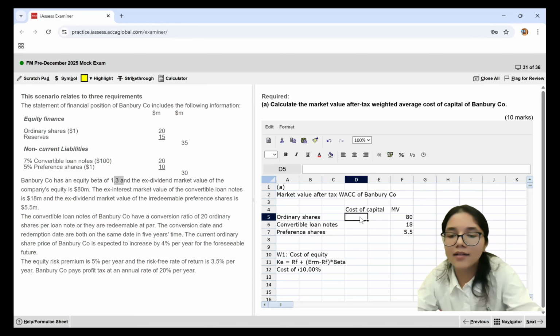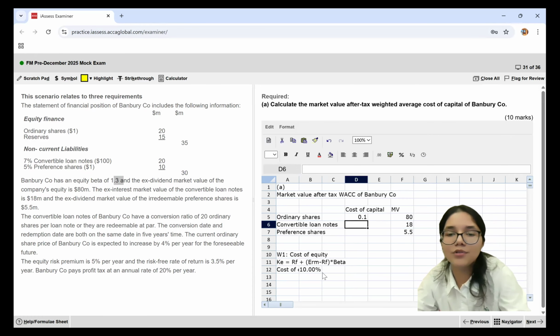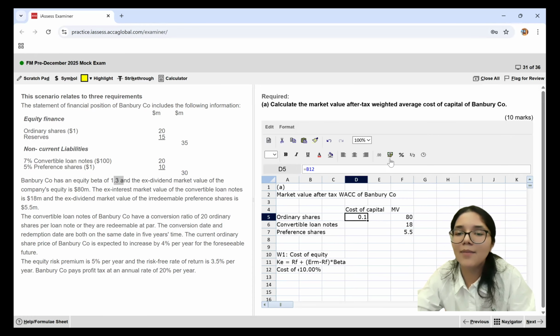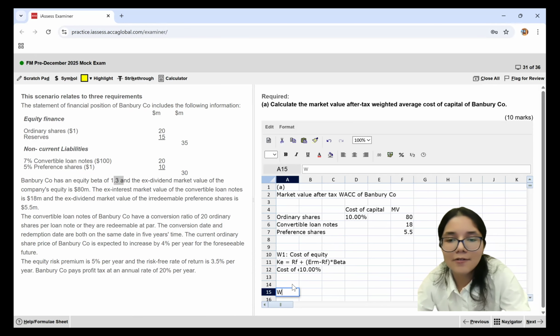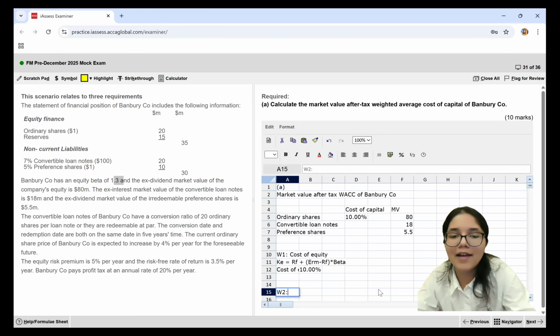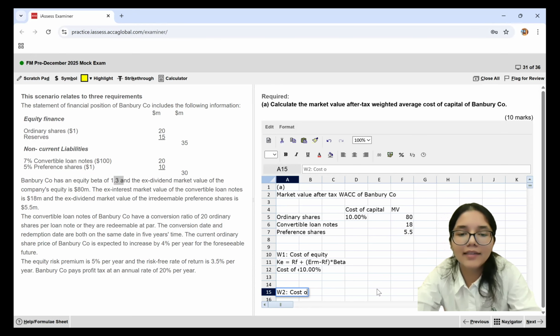What I can do is under the cost of capital, I can link it to this particular working to tell my examiner where did I actually get this number from. Now I can create a separate working number 2 wherein I will show how to calculate the cost of the preference shares.